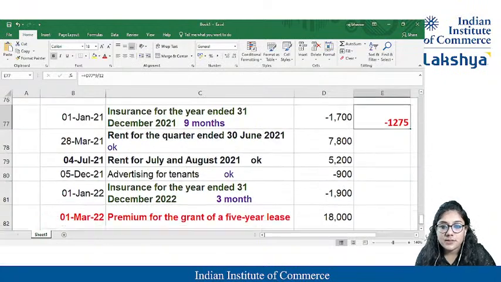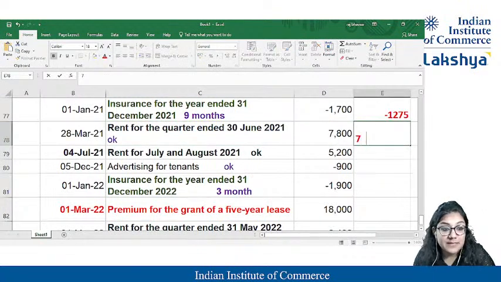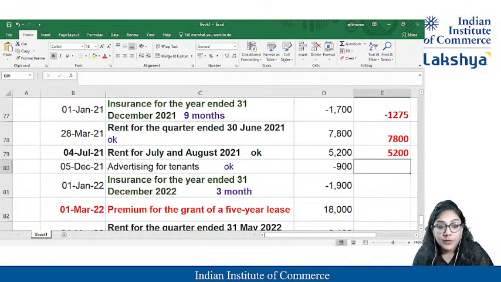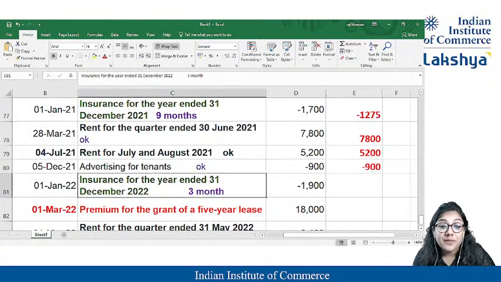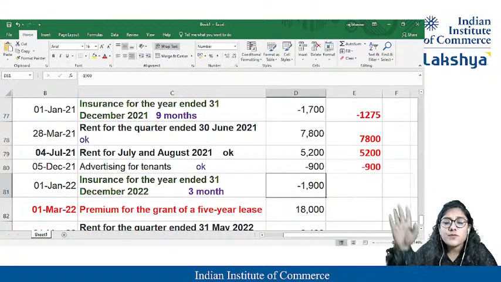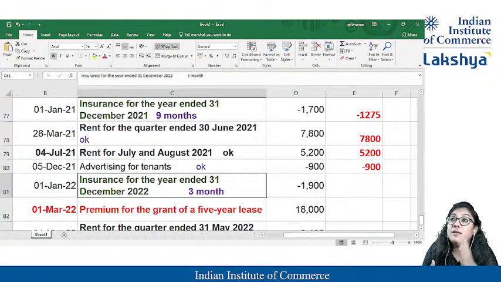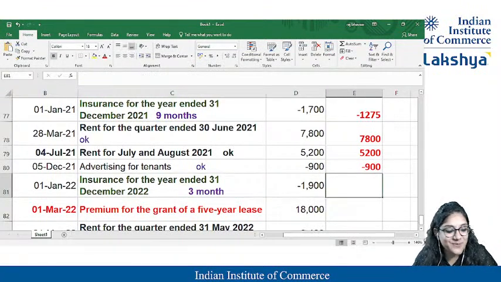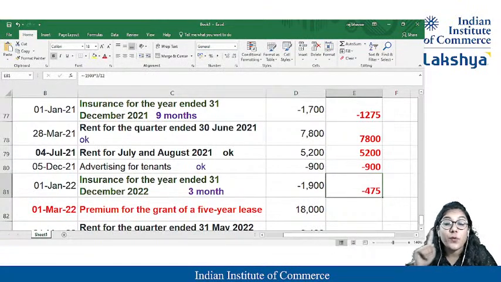Now next, students, rent for the quarter. So 7800 was the rent that I got. For the next 2 months also I got the rent. Advertising was also fine, so minus 900. Insurance was for the whole year, January till December. My accounting year ends in March 22, and January, February and March is only 3 months. So minus 1900 into 3 by 12, so I'll be getting minus 475.